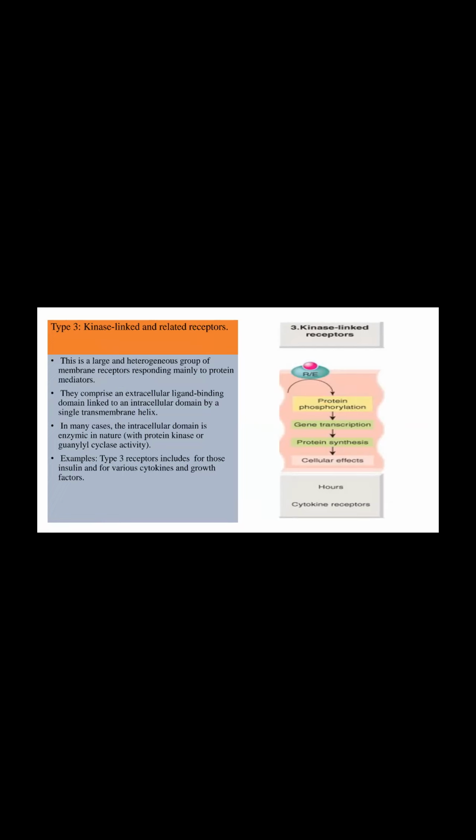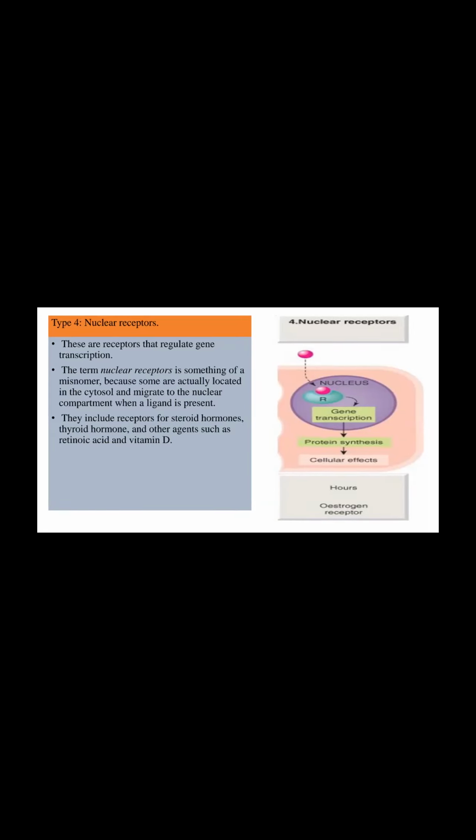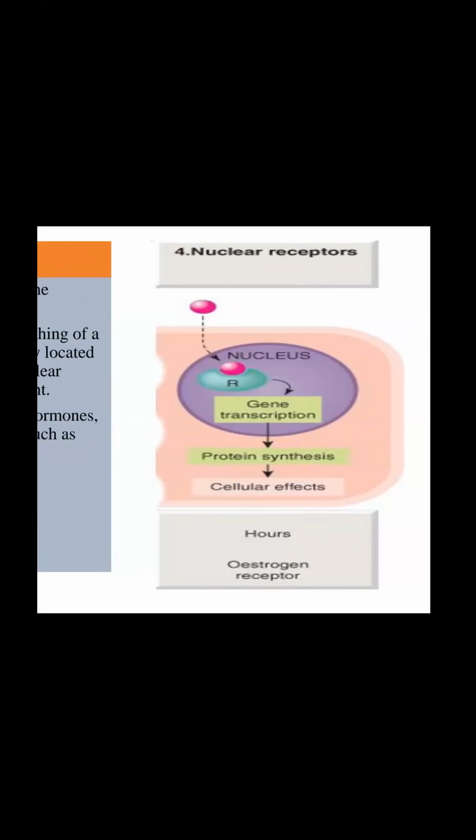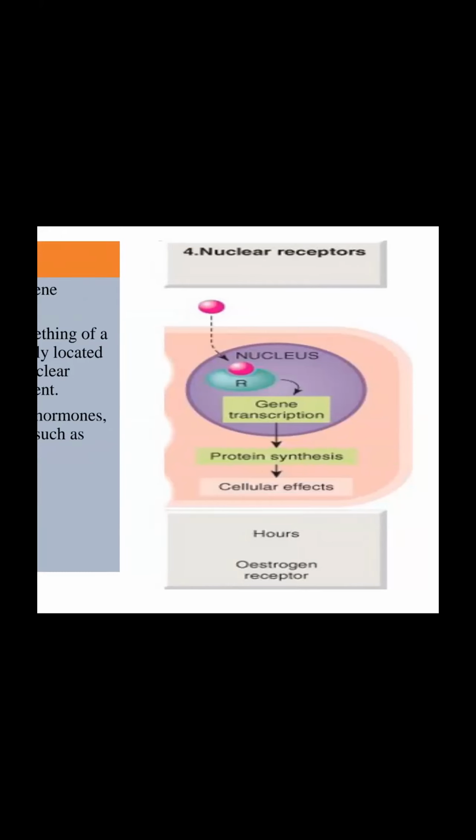So then you have to give a definition of receptor. You will write the 4 types of receptors, and then you will explain this fourth one, nuclear receptors. Just remember the examples and how long it takes to give the effect. You can explain with this or you can just make a diagram. It will be a 5 mark question. Nucleus, then gene transmitter, and then protein synthesis will be there and the cellular effect will come.